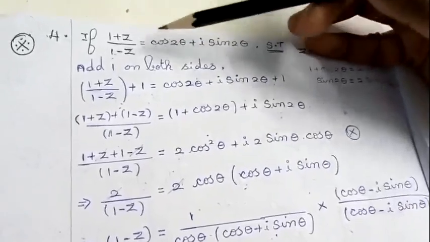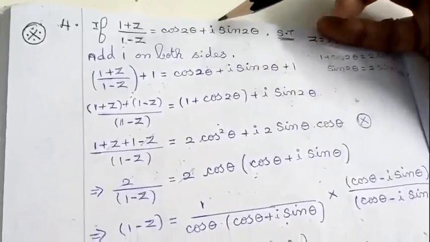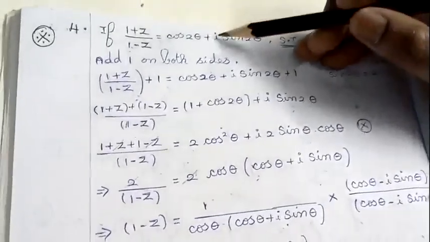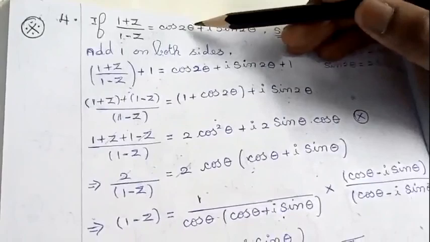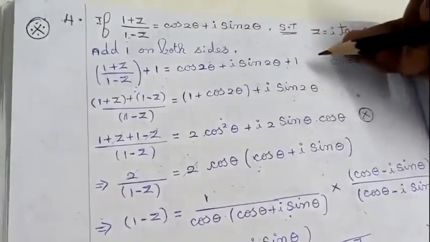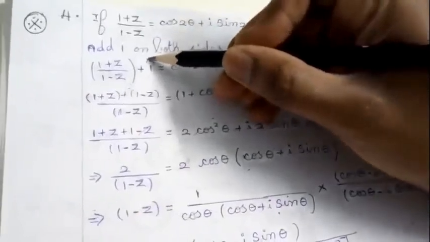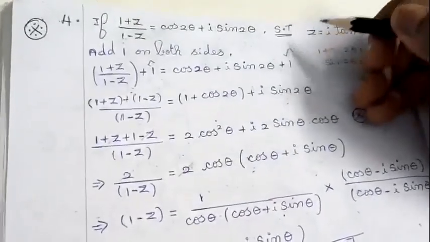So this is the given question for us. Left hand side and right hand side are given. To bring this answer, first I am going to add 1 on both sides. Just see the step. I am just adding 1 on both sides. Be clear with the step.